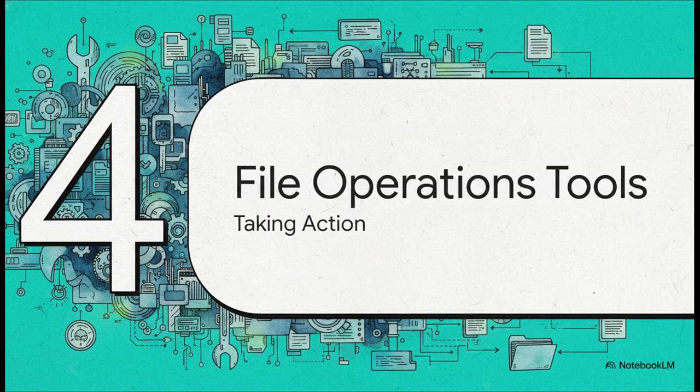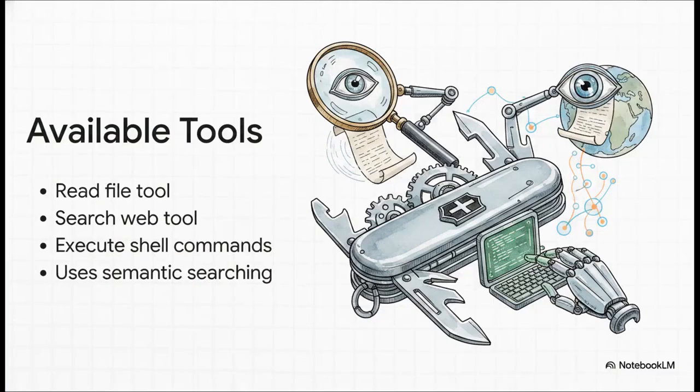Let's jump into Section 4, Tools for File Operations. Now, let's talk about how Claude actually gets its hands dirty. Tools are the crucial backbone here. They're what separate active agents from your standard input-output AI. When the AI decides it needs to take action to get closer to a task, it uses specific tools. The most common ones include the read file tool to actually look at your existing code, the search web tool to look up documentation or solutions online, and tools to execute shell commands directly in your environment.